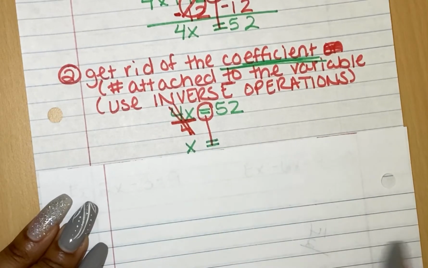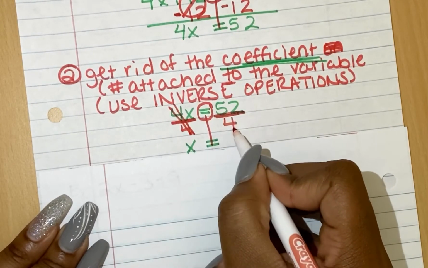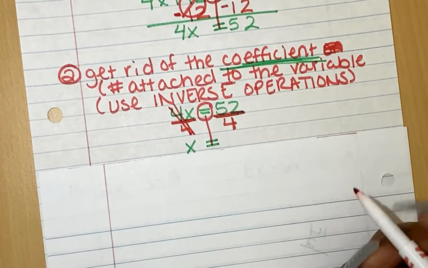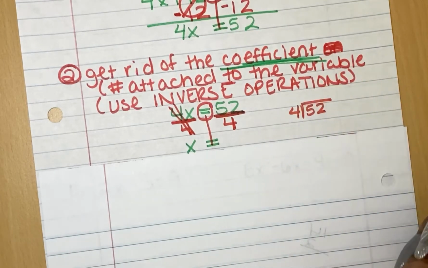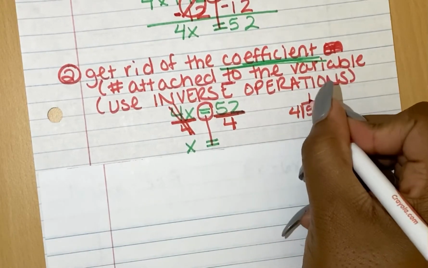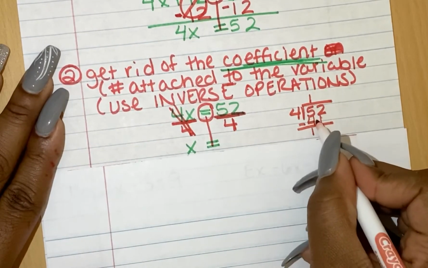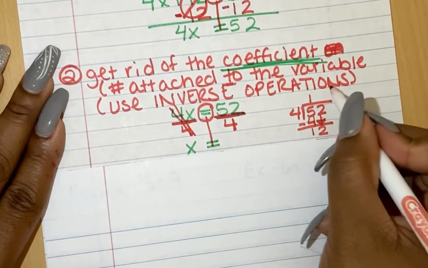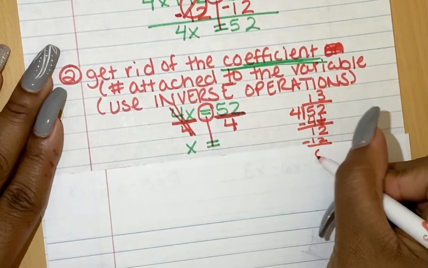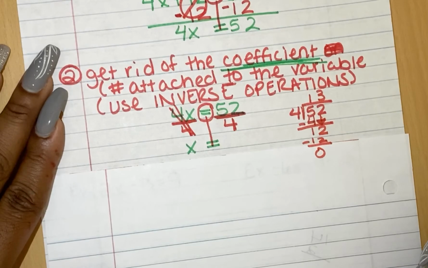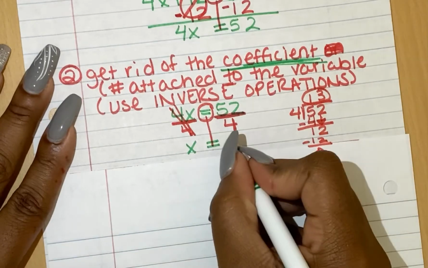Bring down your equal sign. What you do on one side, you must do to the other. 52 divided by 4. Okay? Well, Miss Max, I don't know what that is. You can use your multiplication chart or your brain to divide on the side. 4 can go into 5 one time because 1 times 4 is 4. When you subtract, you get 1. Bring down that 2 right there. 4 can go into 12 3 times because 3 times 4 is 12. And 12 minus 12 will give you 0. Okay? So our answer to 52 divided by 4 is 13.